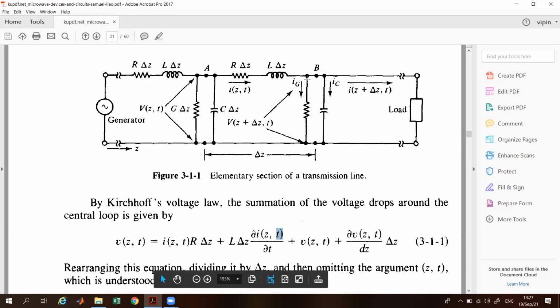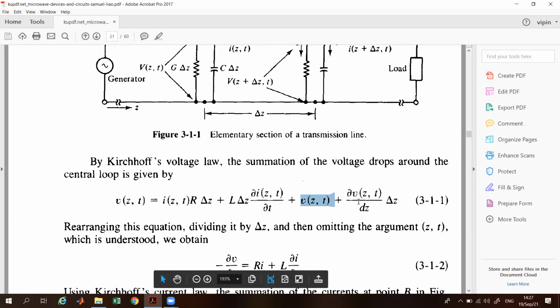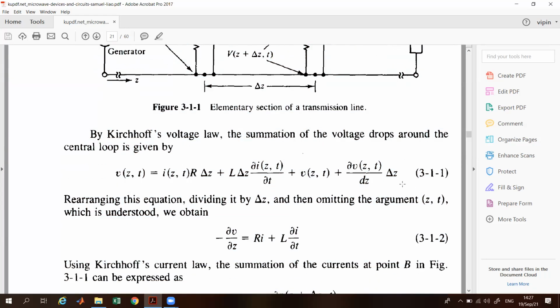So now we came to this point. The distance we traveled plus the change in potential. The initial potential was V(z,t). If I compare with this, the rate of change of potential here will be d/dz of V(z,t) into the actual distance we traveled.